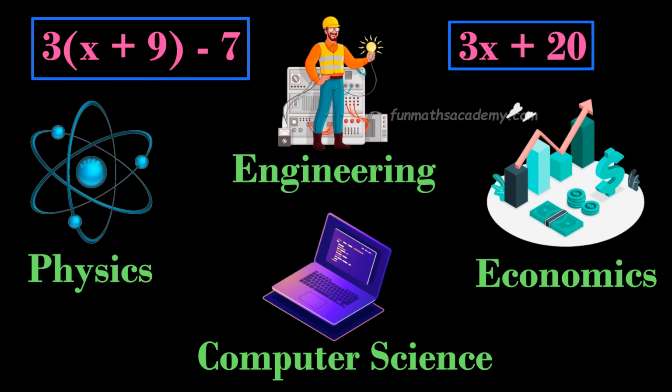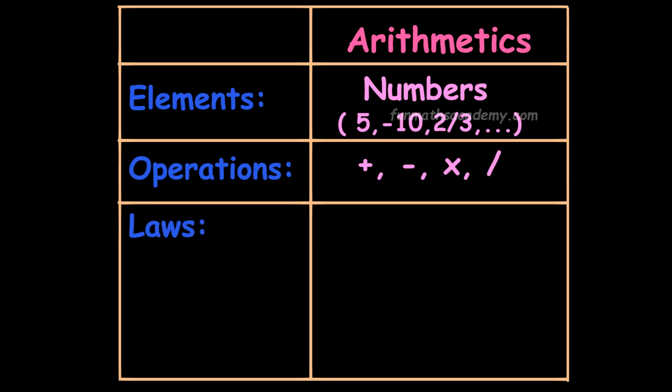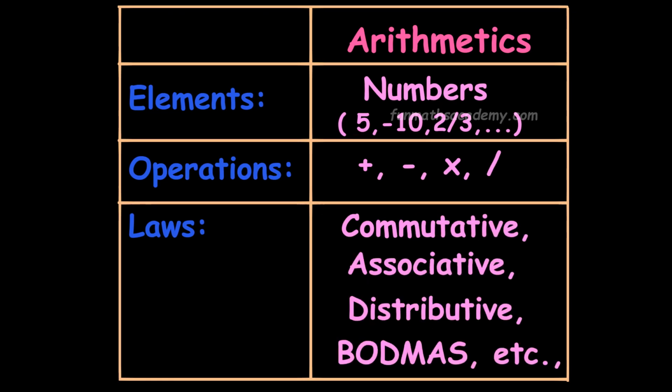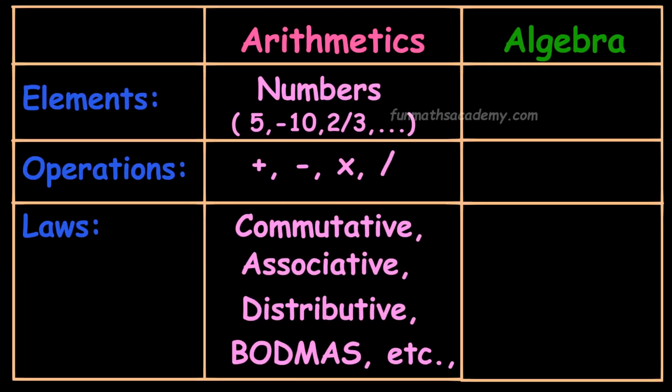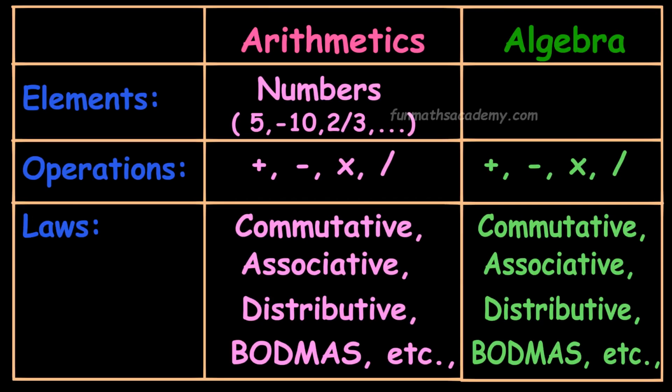Ready to get started? Arithmetic deals with numbers. We perform four main operations in arithmetic: addition, subtraction, multiplication, and division. In arithmetic, we also apply various laws, such as the commutative, associative, and distributive laws to these numbers. Algebra is a lot like arithmetic. It follows all the rules of arithmetic, but with a new element, the unknown.